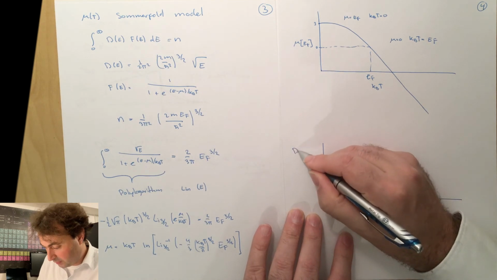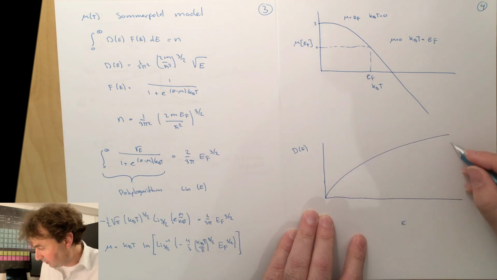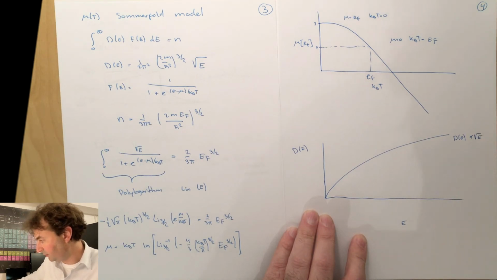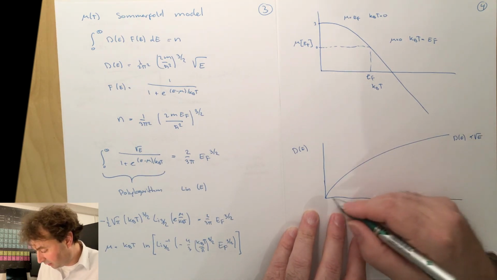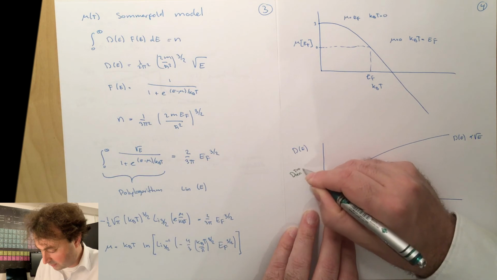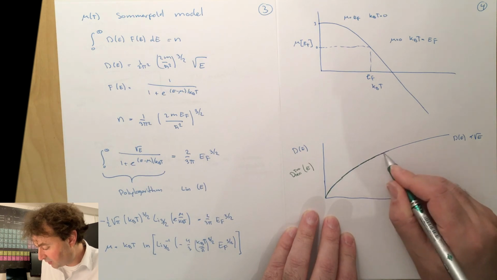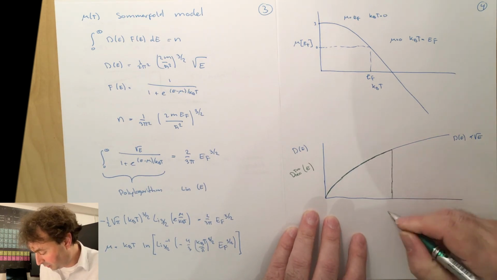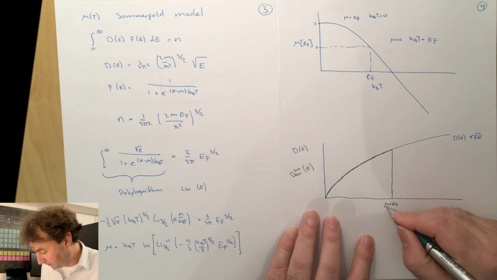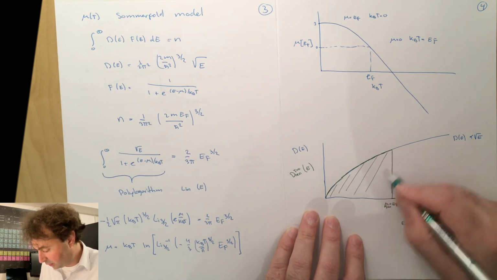So if we look at our densities of states in the Sommerfeld model as a function of energy, that is a square root of the energy. Then at zero temperature, we can look at the occupied densities of states as a function of energy, which follows the densities of states up to the chemical potential at T equals 0, and then become 0. So these are the occupied states.